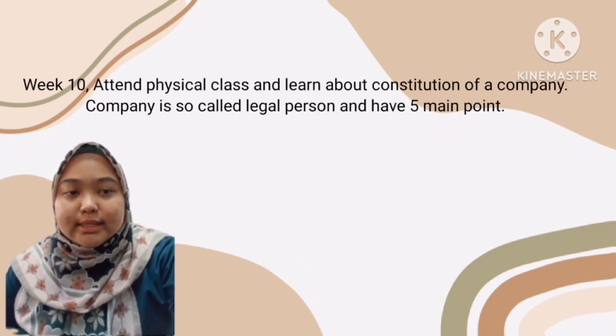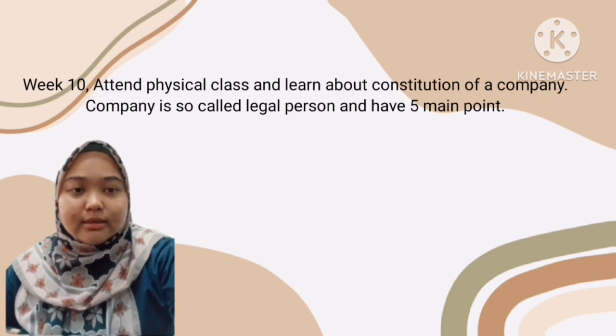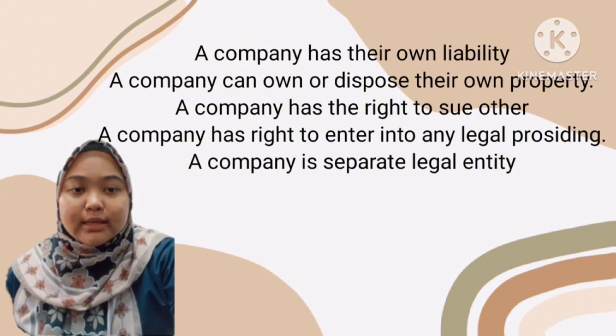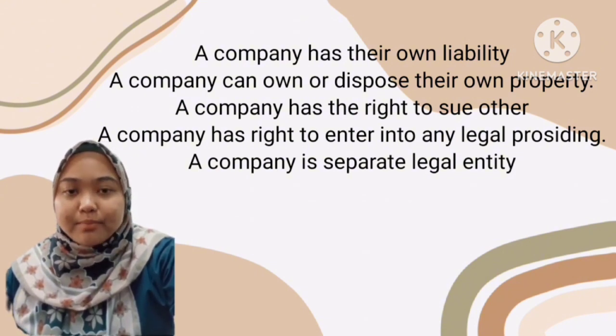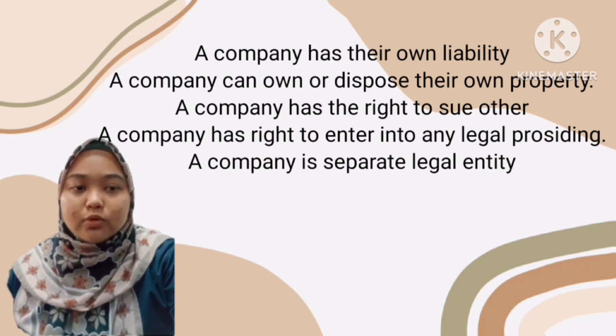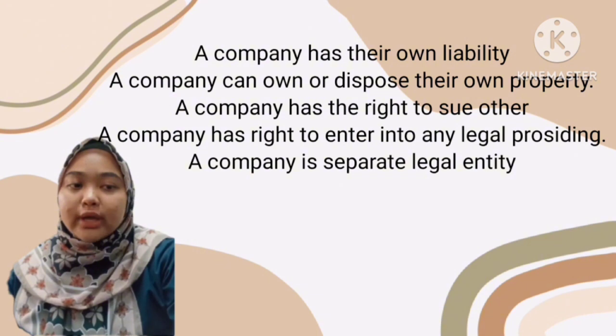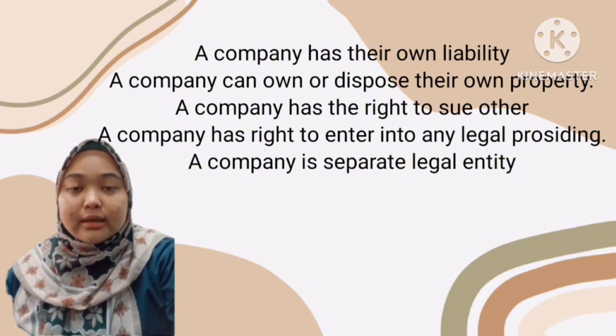And moving to week 10, I attended a physical class and learned about the constitution of a company. A company is a so-called legal person and has 5 main points. The first one is that a company has its own liability, and a company also can own or dispose of its own property. The third one is that a company has the right to sue others and has the right to enter into any legal proceeding. A company is a separate legal entity.